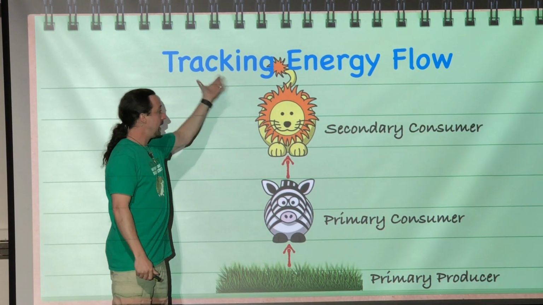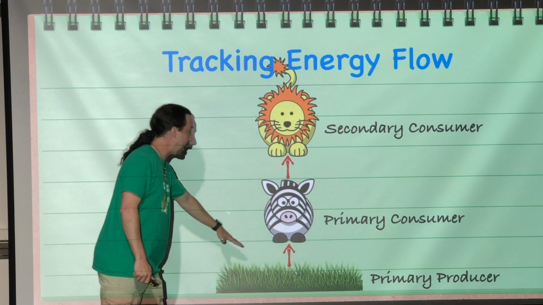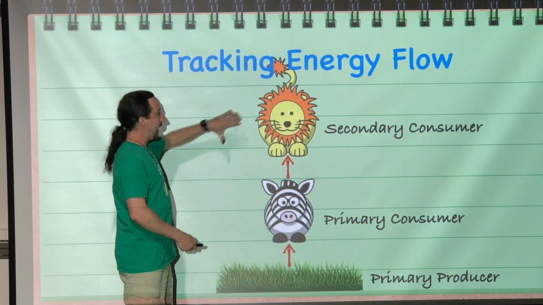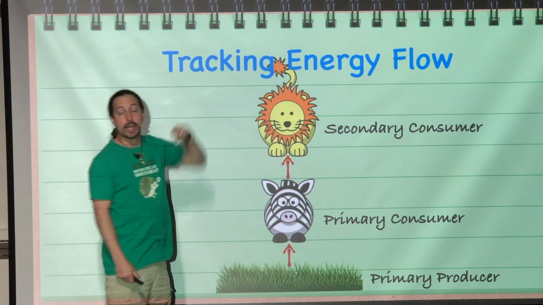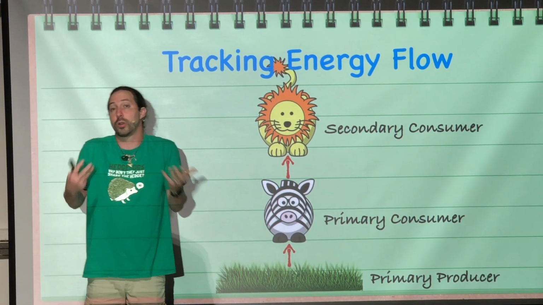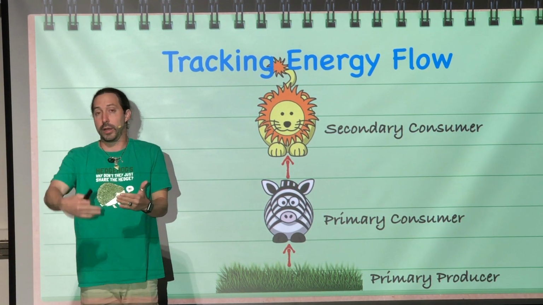Moving our way up, we get to the lion, which is a secondary consumer. It eats the primary consumer. And that is what we call trophic levels. If we had something eat the lion, that would be at the tertiary consumer level, or the third level of consumer. We could go on and on and on.